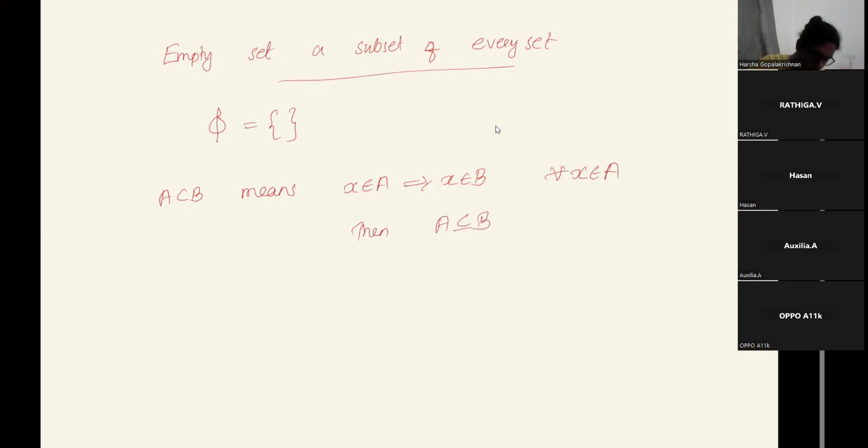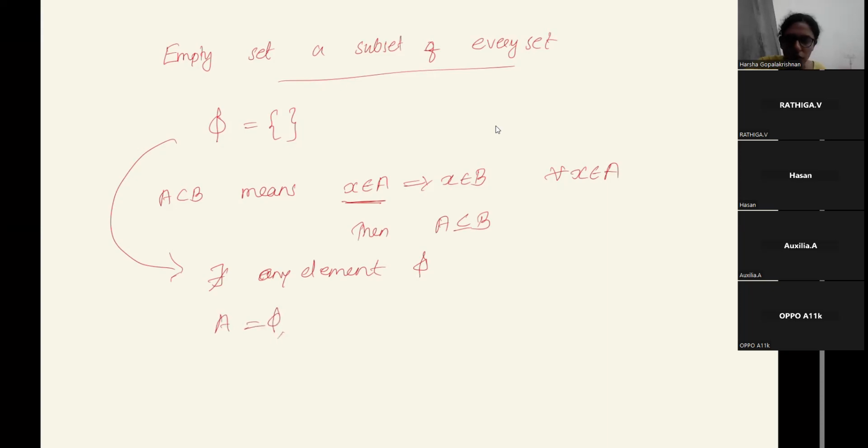Now, coming to this condition, does there exist any element in phi? There does not exist any element in phi. That is, in empty set, there is no element. So what the definition says: if there exists an element in the set, and if that element belongs to the set B, then A is a subset of B. Here A equal to phi and there is no element in A. So obviously this condition is clearly satisfied.